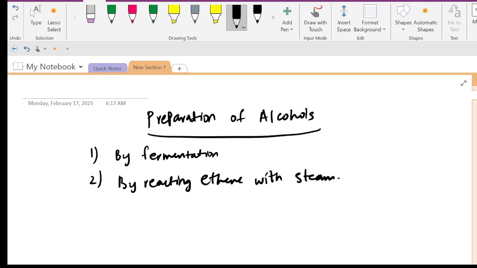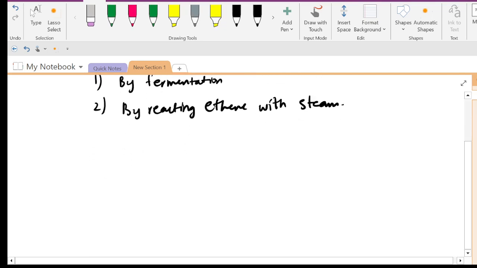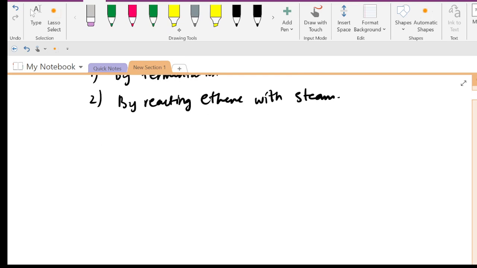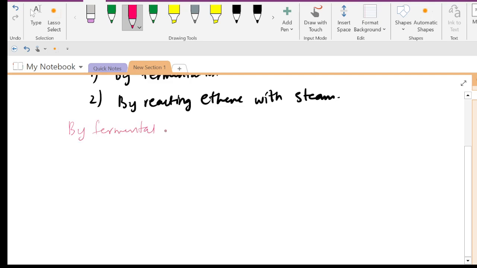In both of the methods, ethanol is produced. Each method has its own advantage and disadvantage. Now we will be studying both of them in detail. We will start with the fermentation method. So by fermentation, what actually happens?